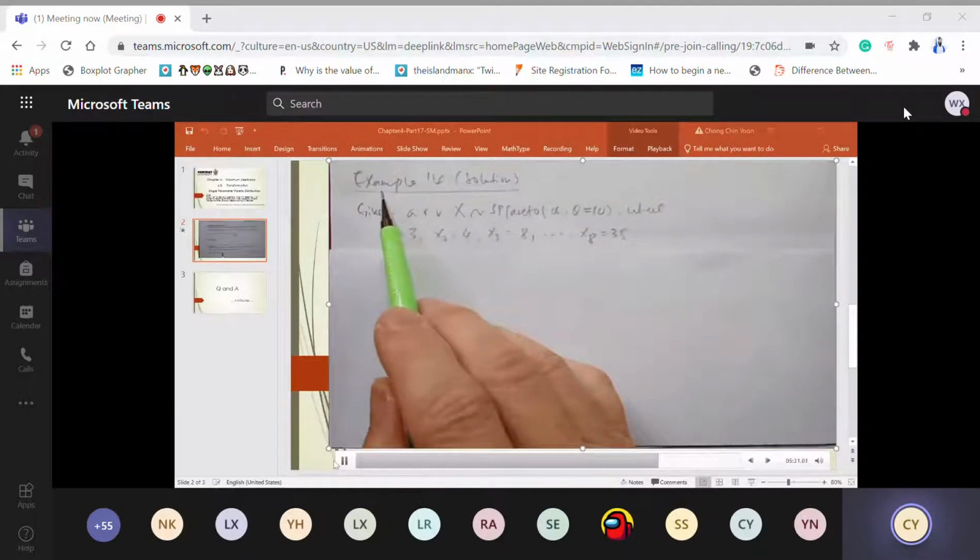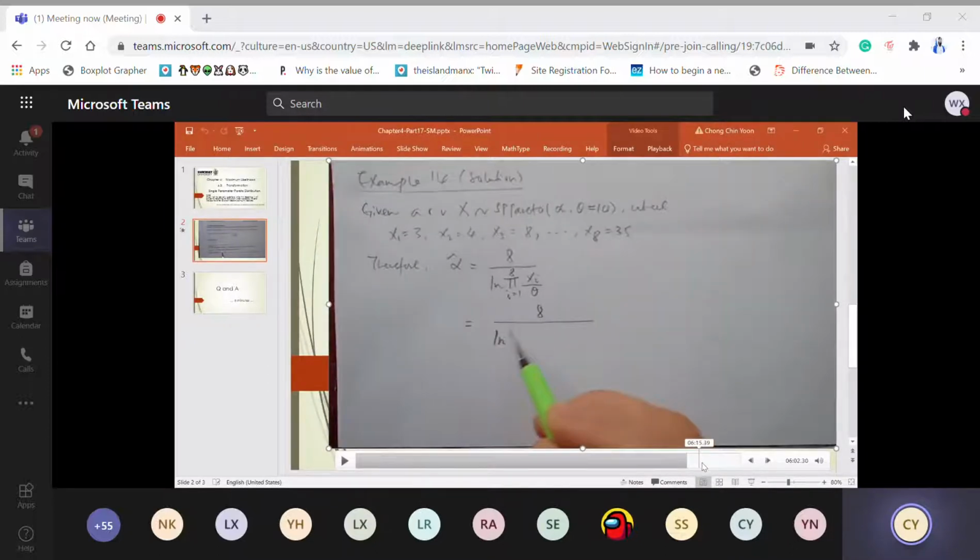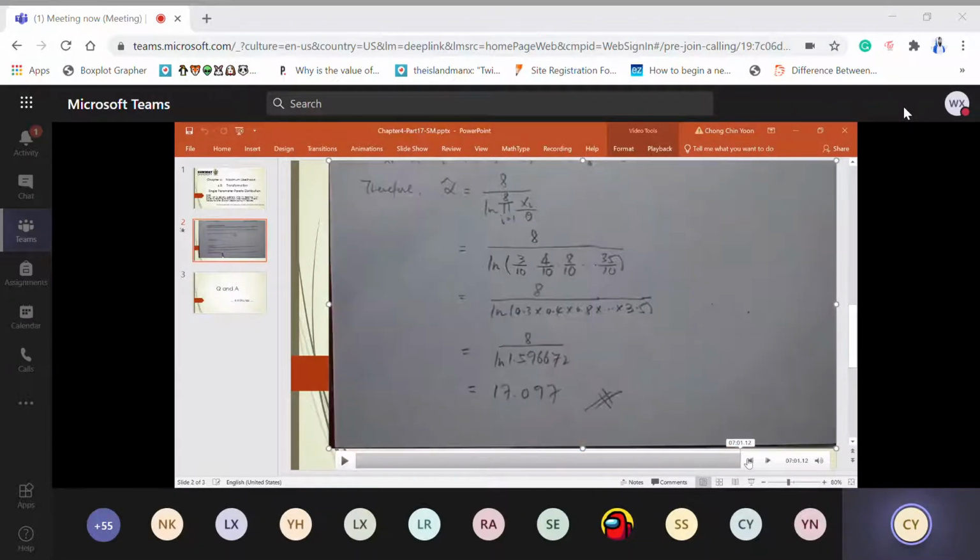Solution for example 14. Okay, here I jump a step a bit. So just apply, okay, all the observations, get the product of this, calculate with the log. Then at last you get this, the alpha is actually about 17. Okay, just apply the observations once you know the formula. Okay, so it's quite easy. Okay, let me go to the last one.